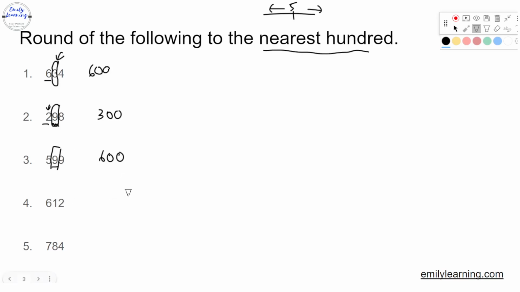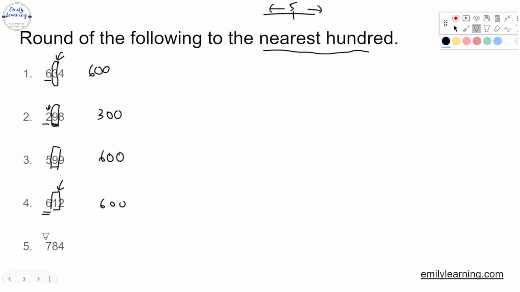Rounding off 612 to the nearest 100 gives me 600 as well. Because if I were to look at 1, which is in the tens place, it is lesser than 5. So I'll round down. I'll keep this 6 here and then change the rest to 0.